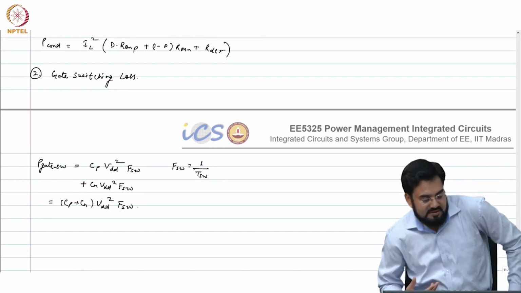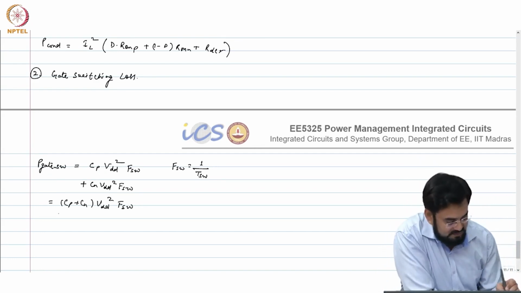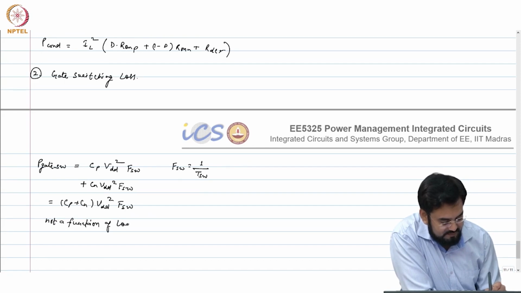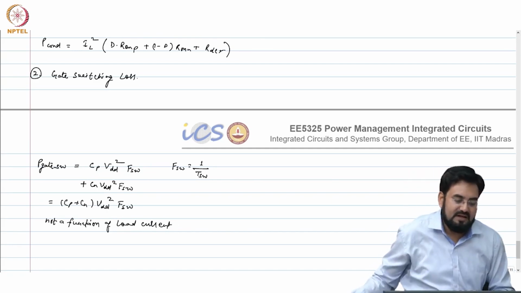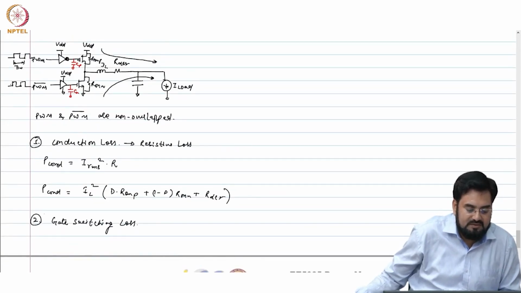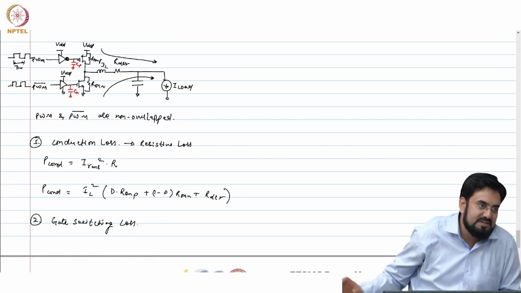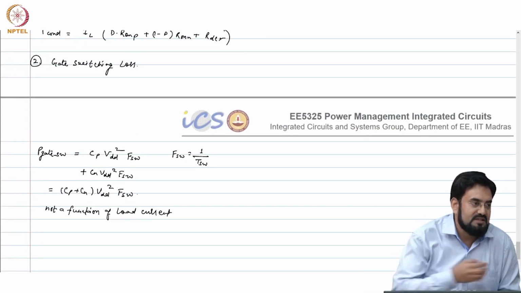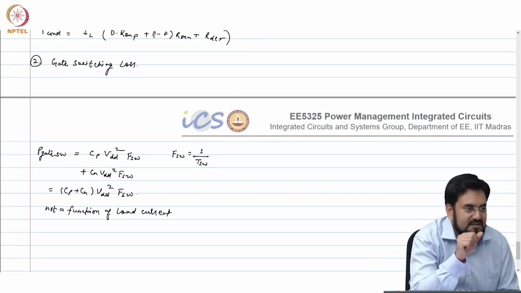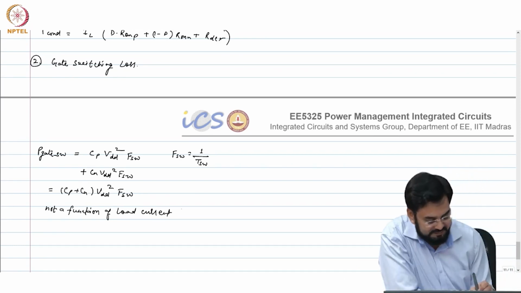Okay. So this is not a function of load current. So if you look at conduction loss, what would happen at light load? Let's say your IL approaches 0, your conduction losses will be 0. But if you are still switching, this will not change. So this remains fixed. These are fixed losses actually.